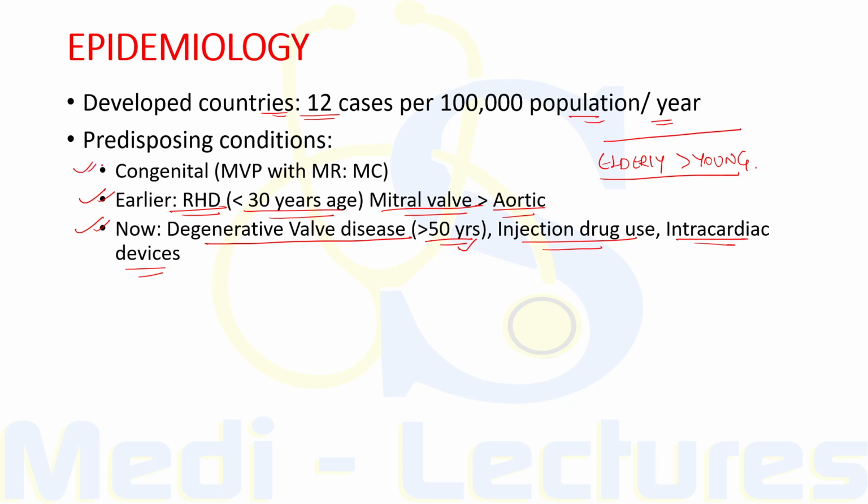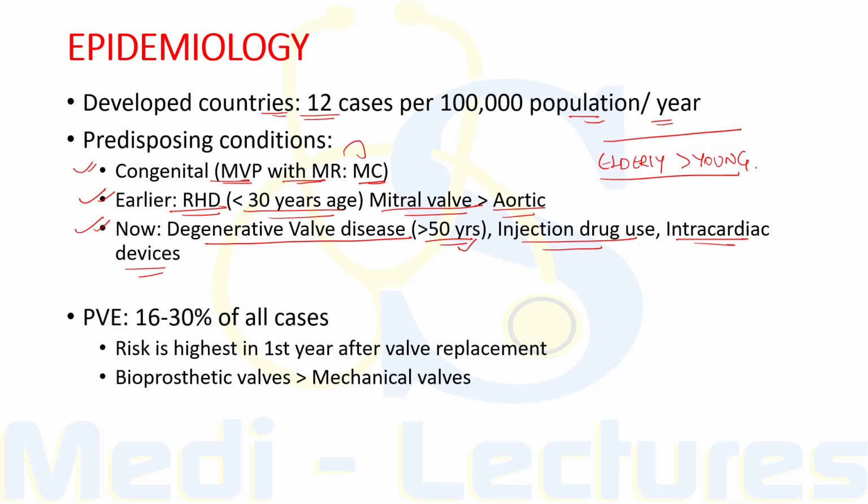Among congenital causes, mitral valve prolapse with mitral regurgitation is the most common risk factor. Now, prosthetic valve endocarditis accounts for 16 to 30% of all cases. Risk is especially highest in the first year after valve replacement, especially for bioprosthetic valves as compared to the mechanical valves. So this is the condition in which being implanted with bioprosthetic valve makes the patient at risk for development of this condition.